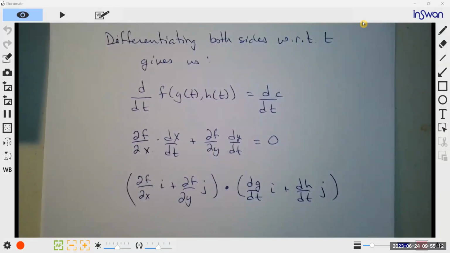So this says that the del f function is normal or orthogonal to the tangent vector dr/dt.